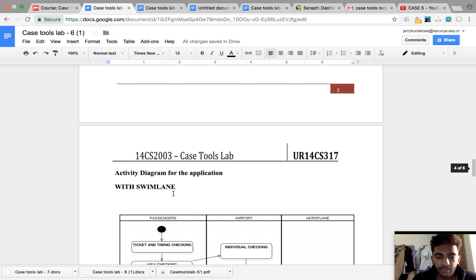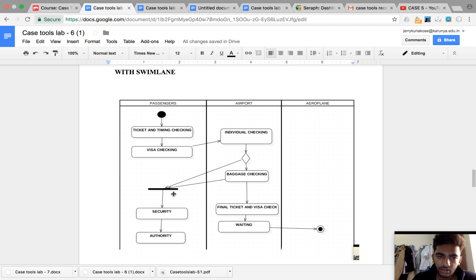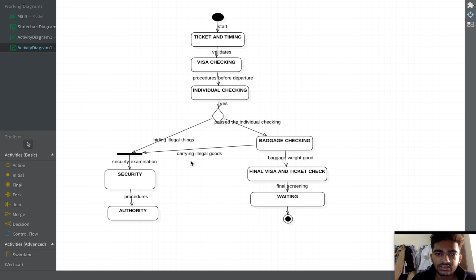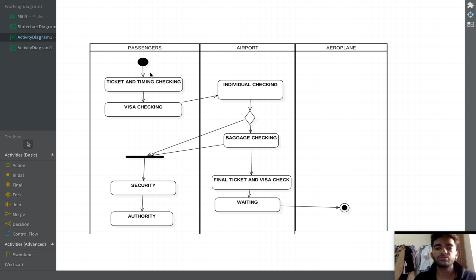And here is our application. This is the airport activity diagram with the swim lane. We'll see it in StarUML. With the swim lane, it has three swim lanes: passengers, airport, and airplane. Here we have the starting symbol, the filled-in circle. Then we have the first state, that is ticket and timing checking. Then we go to the visa checking using a transition.